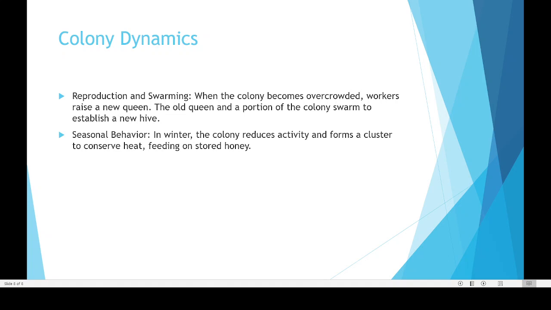Then seasonal behavior. The colony reduces activity and forms a cluster to conserve heat. That is during winter time. In Kerala, that kind of problem is not there. But if you go to North India, they have a typical winter and a typical summer. During winter, their activity will be reduced because there may not be many flowers, and during the winter they will mostly sustain on the food resources and honey produced during the summer season.